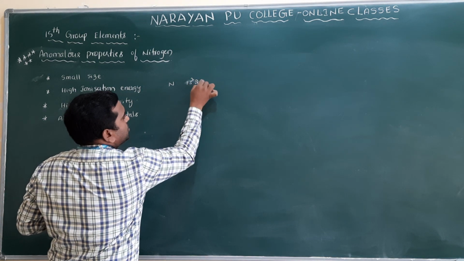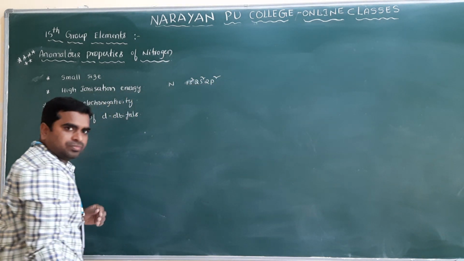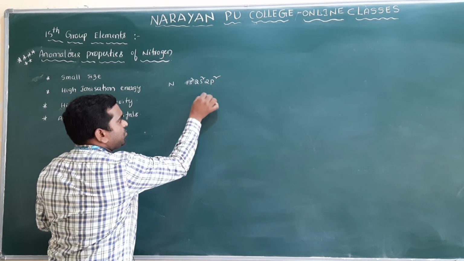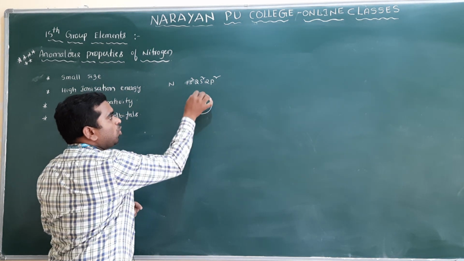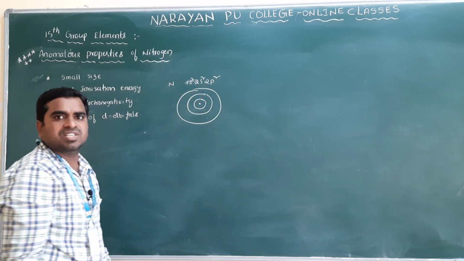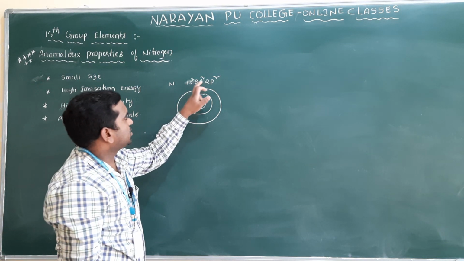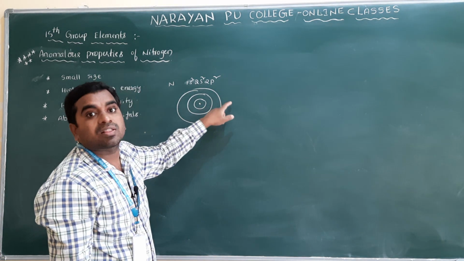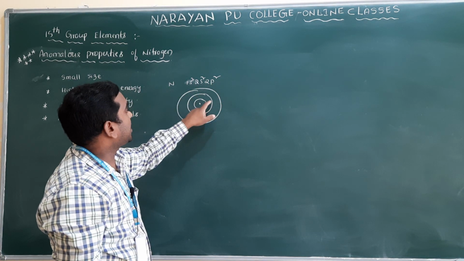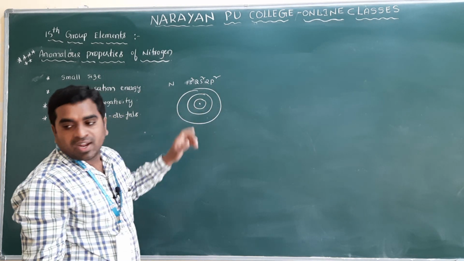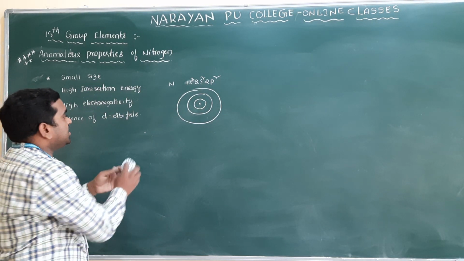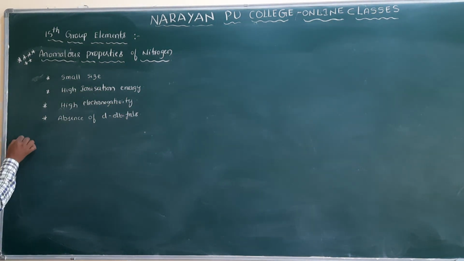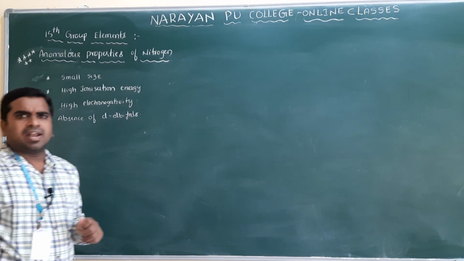1s2, 2s2, 2p3. This is the first orbit and this is the second shell. You know that d orbitals start from which shell? The third shell. So 1s2, 2s2, 2p6 and 3s2, 3p6, and then 3d will come. 3d is in the third orbit, but nitrogen is present only up to the second orbit. So that's why nitrogen doesn't have d orbitals.